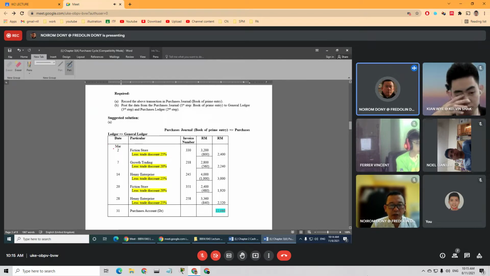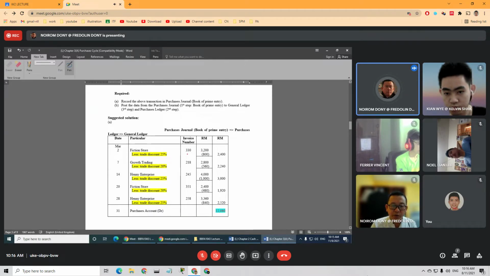We record the date, March and then the 2nd, and put the name of the supplier, Fiction Store, and you put the trade discount. So you indicate this is less trade discount, 25%. Remember, as I've told you, trade discount is not recorded, but for transparency purposes, we have to show it in the purchases journal. So we put the invoice number 330 and the gross amount 3,200, and then apply the 25% trade discount. So 25% of 3,200.